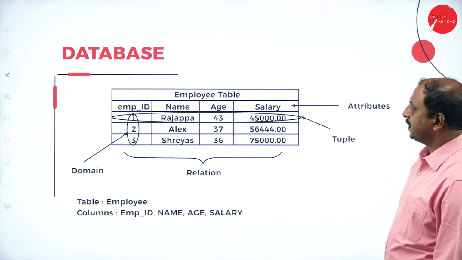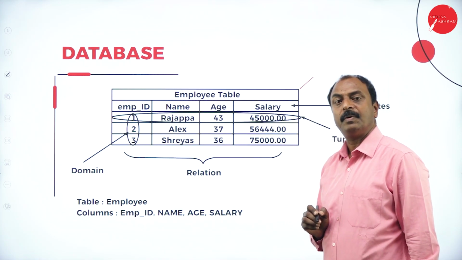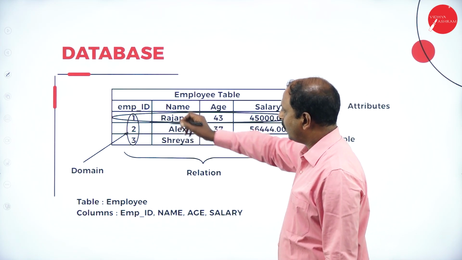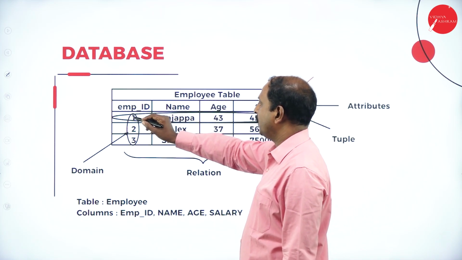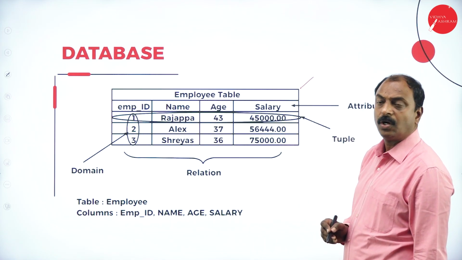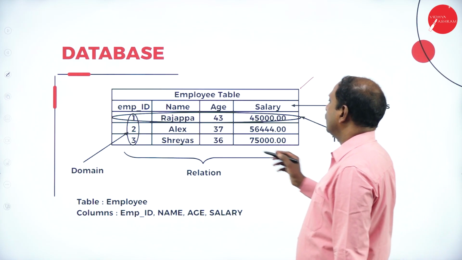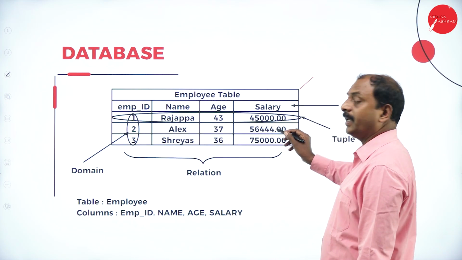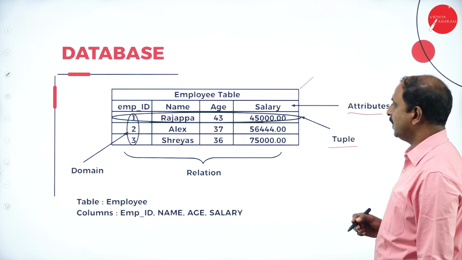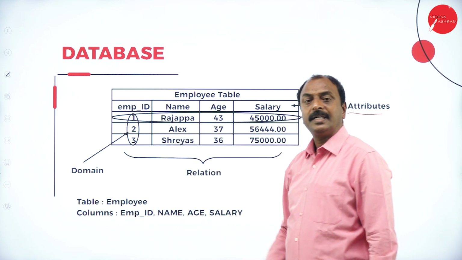Now let us see an example diagram here. Suppose this is a table. Employee table is the name of the table, and in this table we can see a number of rows as well as a number of columns. Here employee ID, name, age and salary are nothing but attributes or fields. Another name is attribute or fields. And the entire row in a table is called a record or tuple. Another name of record is tuple. And what is a domain? A set of values of one particular column is called a domain.